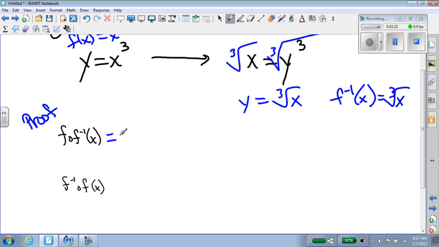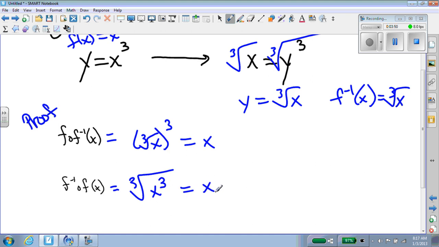So f of f inverse of x would say I'm going to substitute f inverse, so the cube root of x, into this. So the cube root of x, cubed. Well, that's just x. F inverse composed with f of x would say to substitute f of x into f inverse of x. So the cube root of x cubed. Well, that's also x. So QED, there's the proof. They are inverses of each other, algebraically speaking.